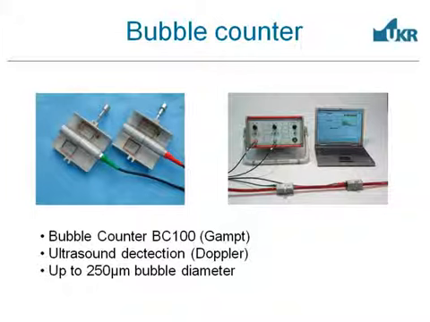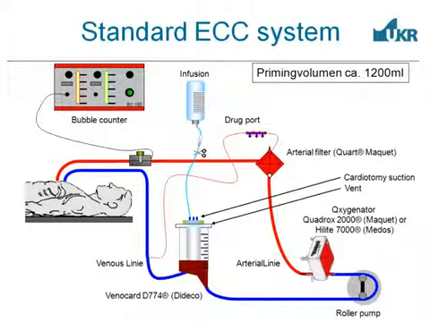We also, in our institution, did a series of experiments with a bubble counter, ultrasound detection, and we looked for bubbles in sizes up to 205 micron, which is quite a large spectrum. We compared a couple of different systems. This was the standard ECC. The blood is collected in a venous reservoir, roller pump, arterial oxygenator, the Quadrox and the Hilite, arterial filter, and back. So this is a normal standard cardiopulmonary bypass machine, and you see here the priming volume is about 1200 ml.